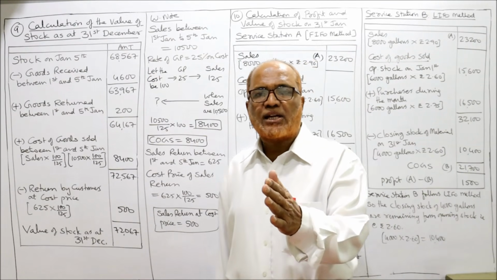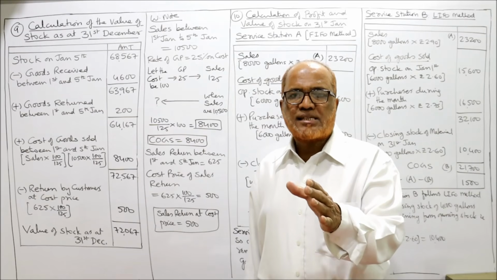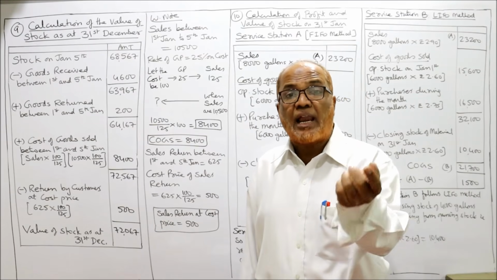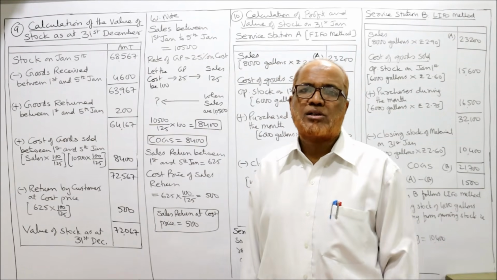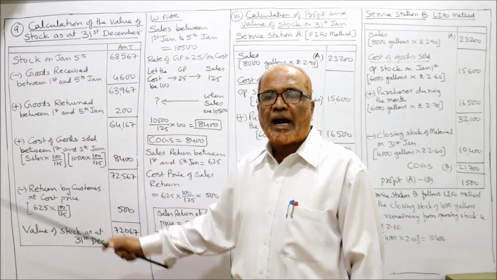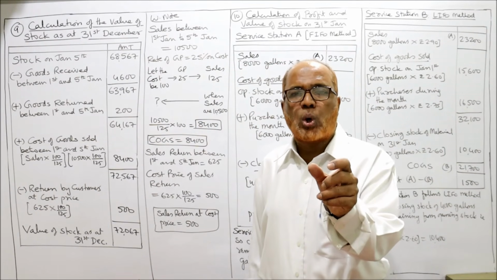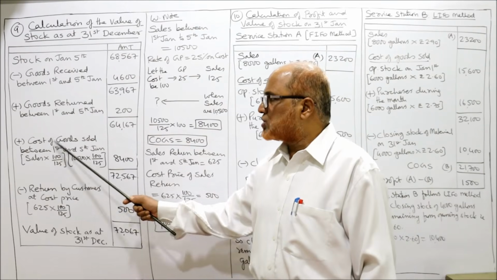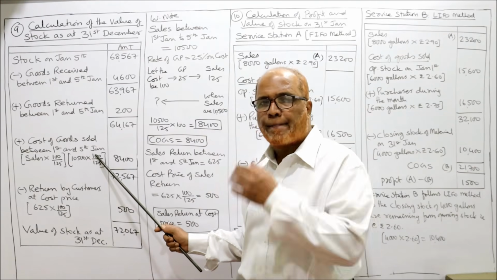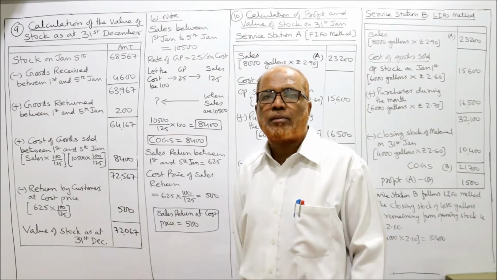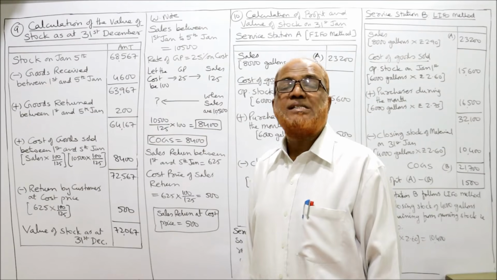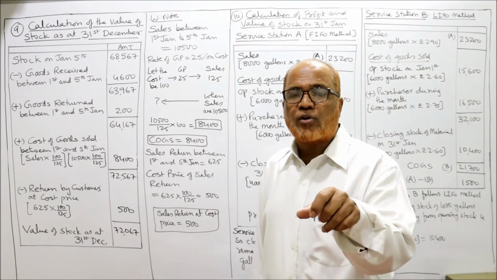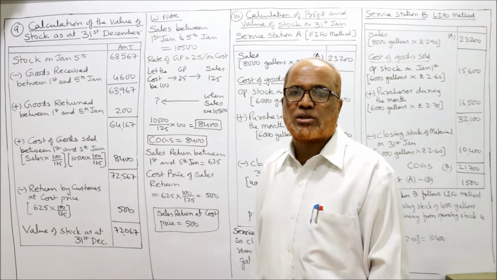So what are the sales that took place from 1st January to 5th January? These goods were lying in the stock on 31st December. So that's why we have to add back the cost of goods sold which are made from 1st Jan to 5th Jan. So how to calculate that? Because in the problem cost of goods sold is not given. Sales are given, 10,500 rupees. And the rate of gross profit is 25% on cost.